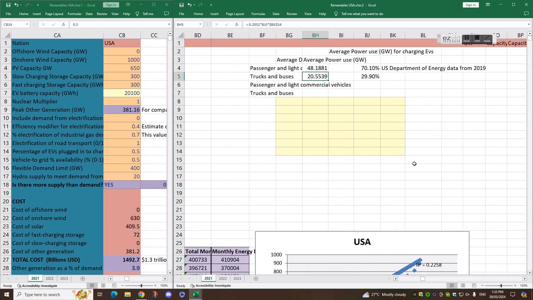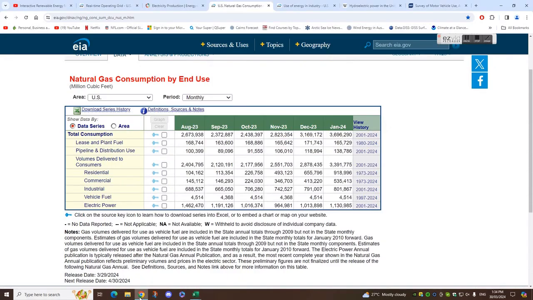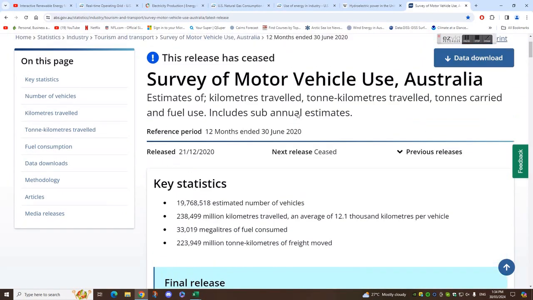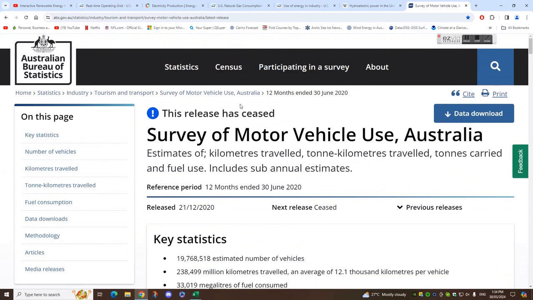where I got the energy use for all those vehicles is I couldn't find data for the US or Germany directly, but the US and Germany have very similar road transport use patterns as Australia. And I did have the Australian data. I'm Australian myself, so I already had the data for that. And so I just substituted the Australian data for the US data. The Australian data comes from the Australian Bureau of Statistics. This is a 2020 study into road transport use in Australia.